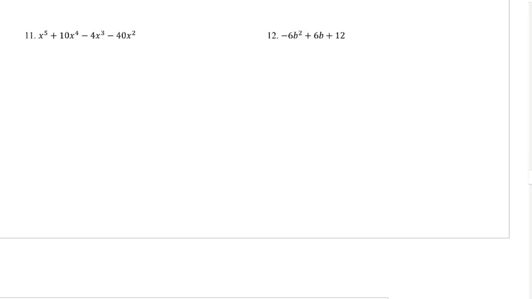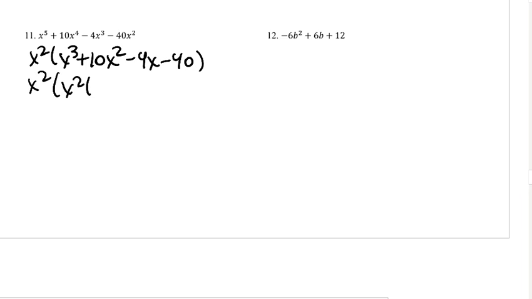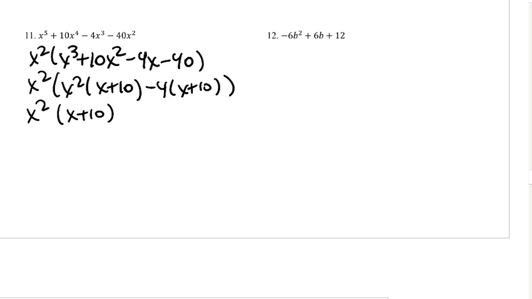Okay, here I've got two more. x to the fifth and 10x to the... Okay, so I've got a greatest common factor of x squared. And then I'm going to have x squared times x plus 10 and negative 4 times x plus 10. I'm going to factor out the x plus 10. I'm left with an x squared and a negative 4. That's a difference of 2 squares, so I can keep going.